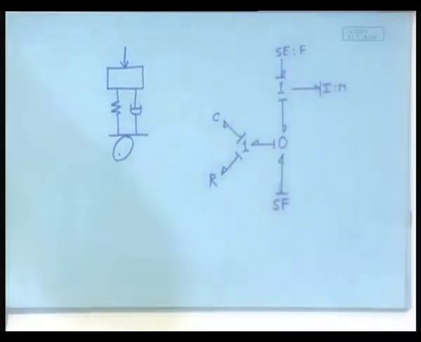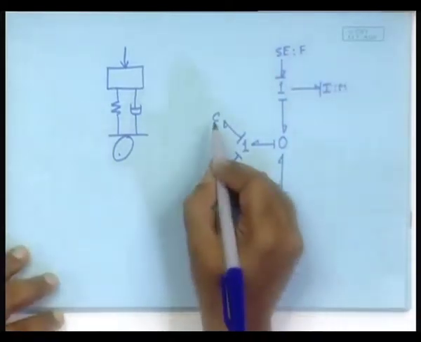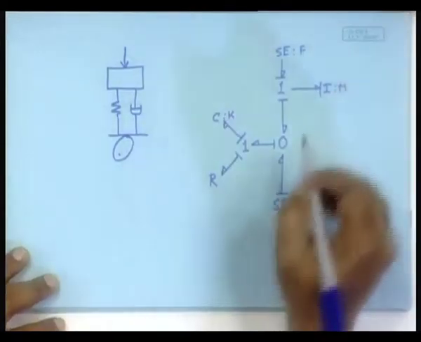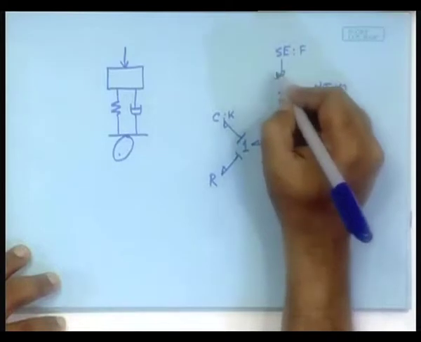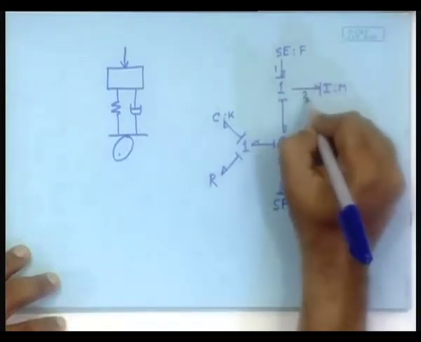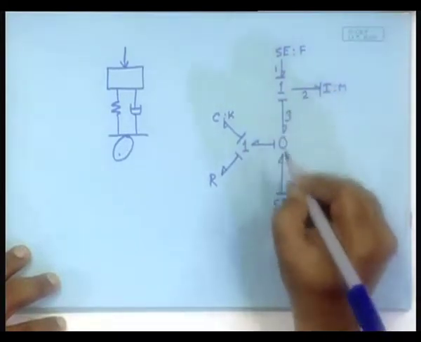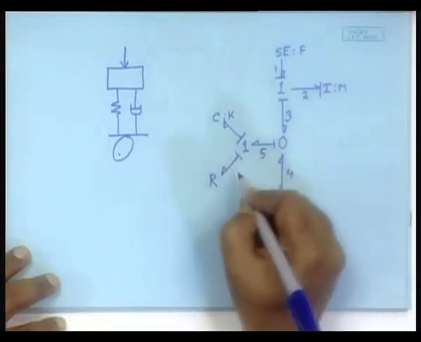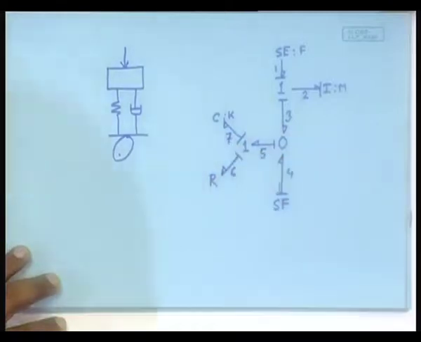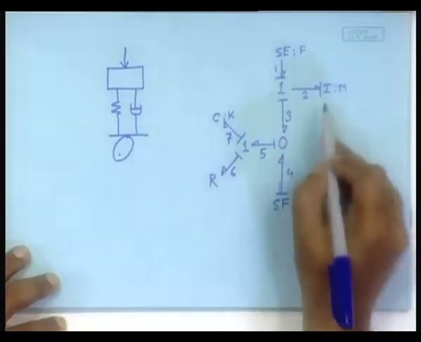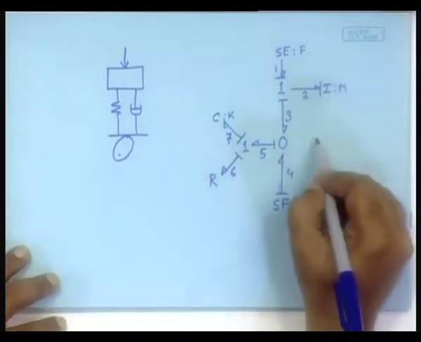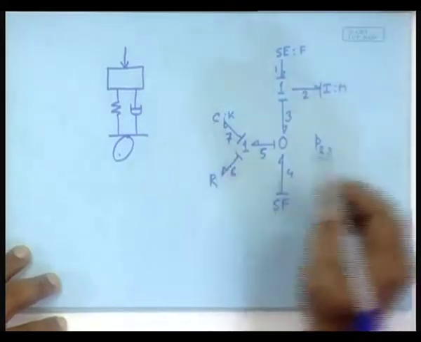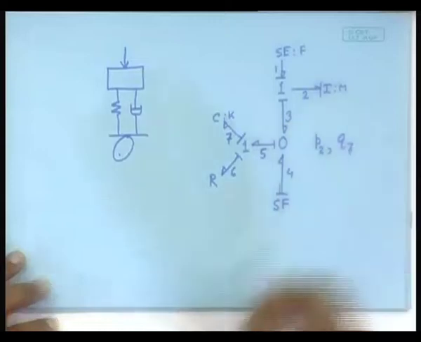But notice at this moment, if you write down the differential equations and solve them, what do you have? Here is the k and here is the m. Let me give the numbers, say 1, 2, 3, 4, 5, 6, 7. So, what are the state variables? State variables will be P2 and the other storage element is this one, Q7.